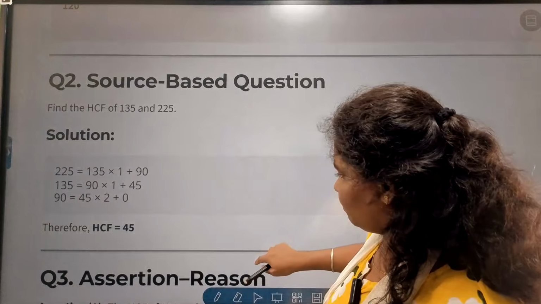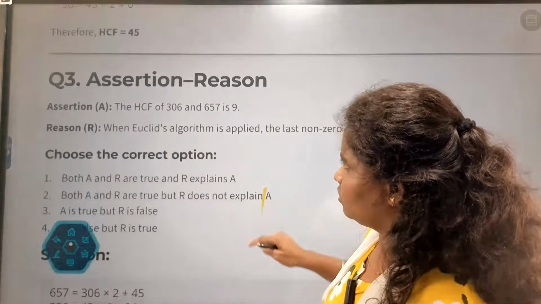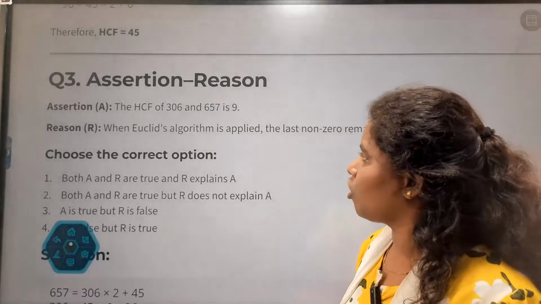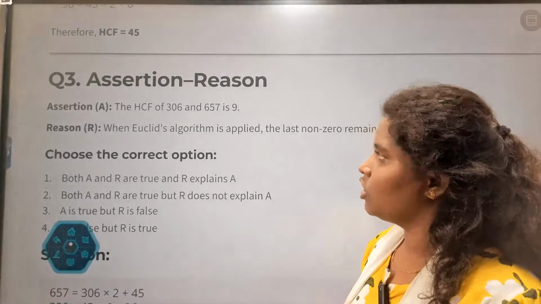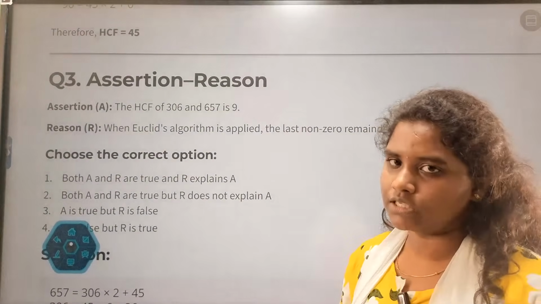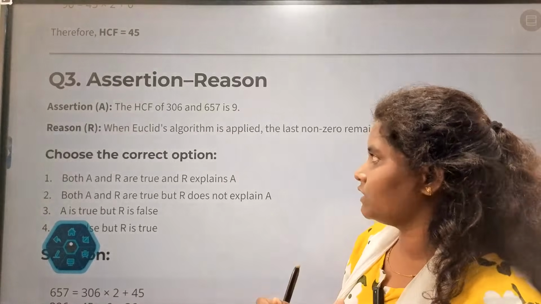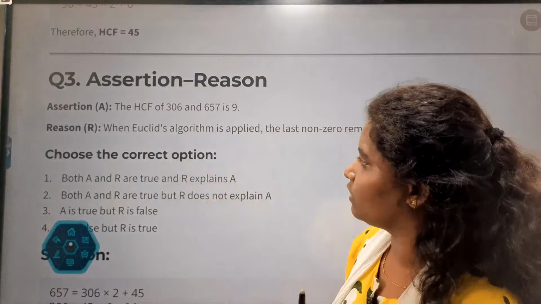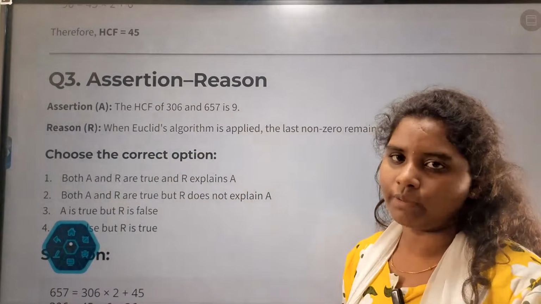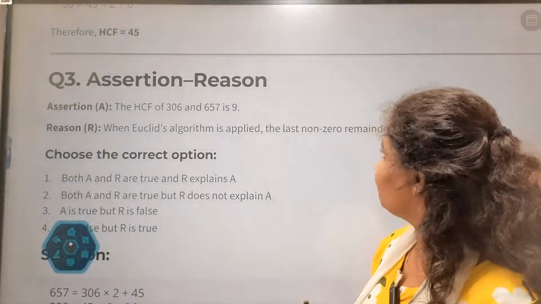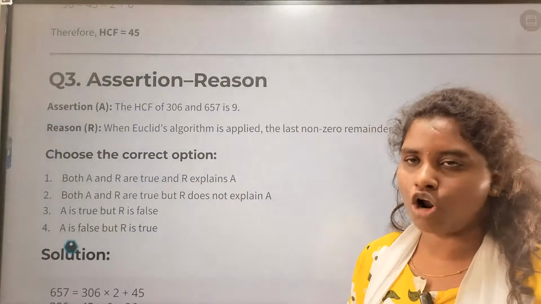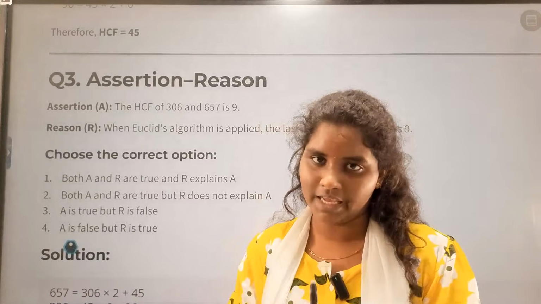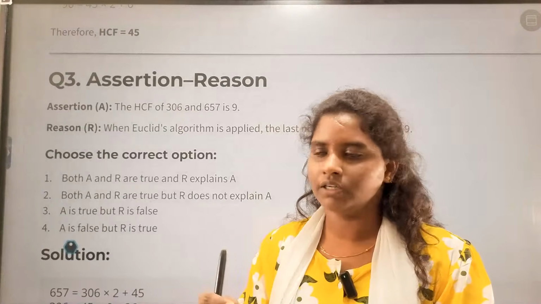So the third type is assertion and reason. The statement 1 is given as the HCF of 306 and 657 is 9. By using prime factorization itself, we'll find it. The second, that is the reason, is given as: if I apply Euclid's division algorithm, then the non-zero remainder is 9. So we'll get the final answer that the remainder will be 9. In normal division itself, we'll get the answer.